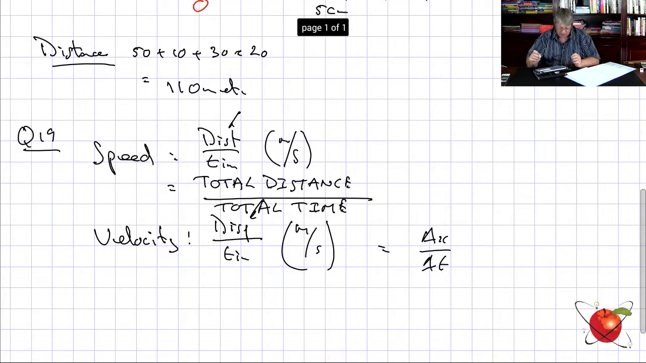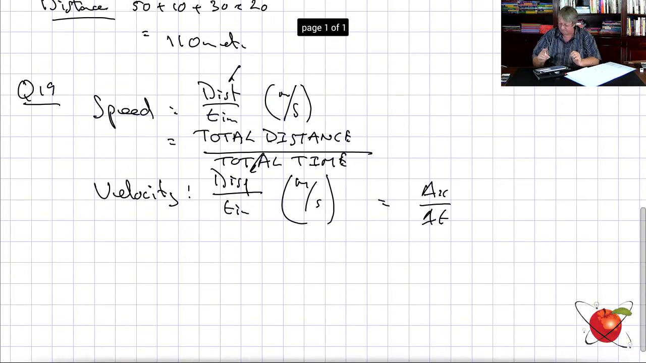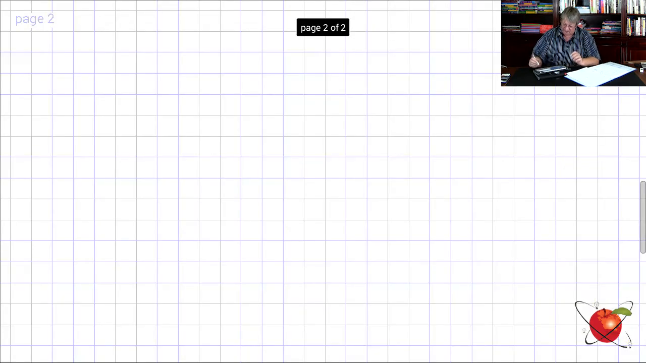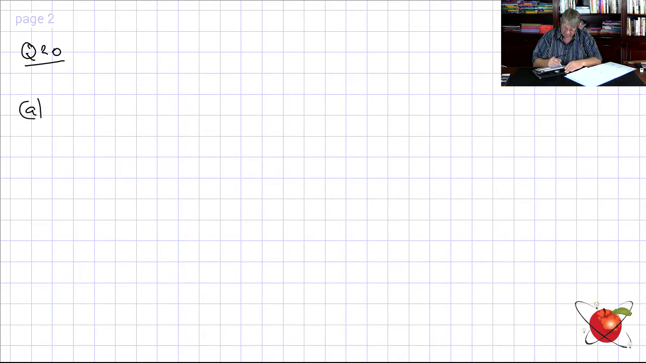All right, so we've looked at that. Now we're going to have a look at this one again. We say, calculate the average speed and average velocity in the following. The ball is thrown up and caught by the person. Let's have a look at question number 20, shall we? Okay, let's put another page there. So this is question 20A, where we say, calculate average speed and average velocity in the following situations.